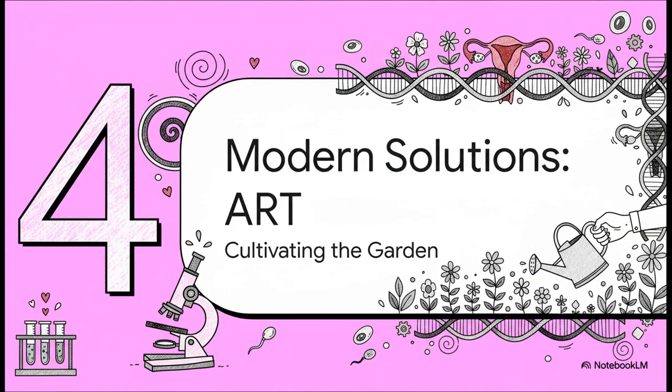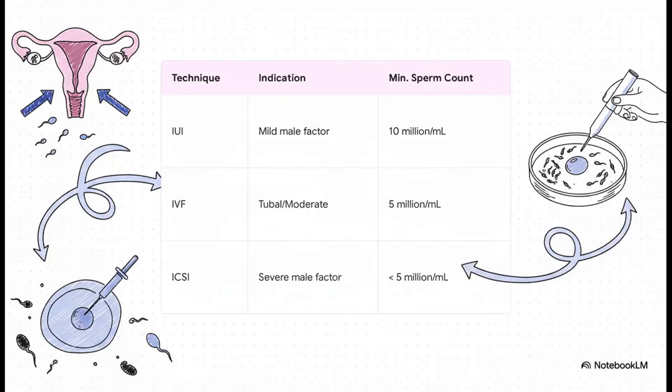So, you do all this investigation and you find a problem. What's next? Well, this is where we get into the really powerful tools of modern medicine, designed to help cultivate that garden. We're talking about assisted reproductive techniques, or ART for short. This table gives you a fantastic at-a-glance look at the main options. And what you'll notice is that the level of intervention really ramps up as the sperm count goes down.